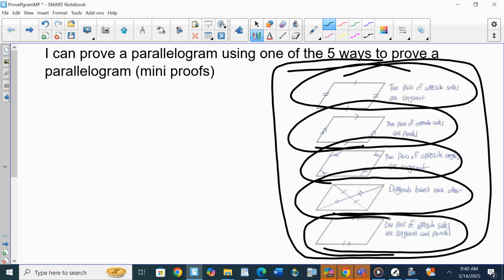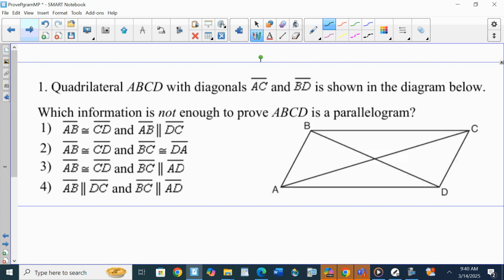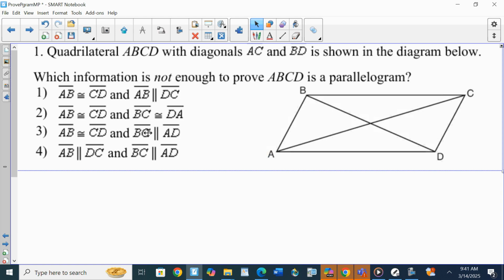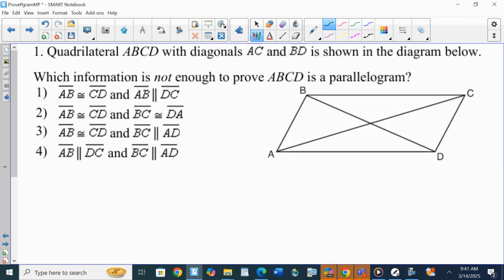Basically, once you have one of these 5 pictures, you can say it's a parallelogram. A parallelogram has whichever one of these you did. So again, these are just mini proofs. Well, first we have a little bit of multiple choice. We'll just take a look at one of these. This is kind of a commonly asked question on its own.